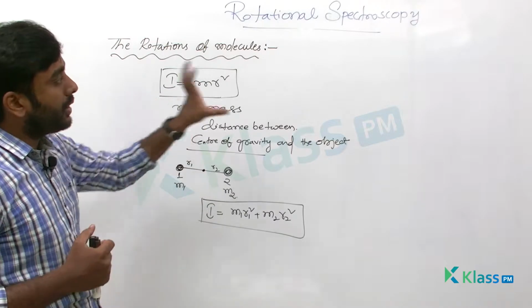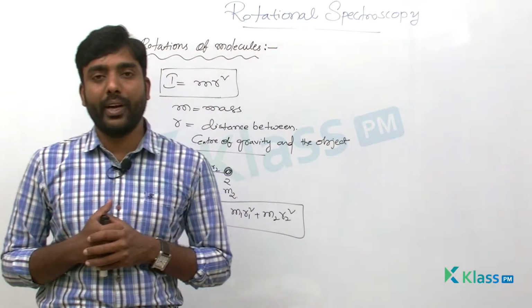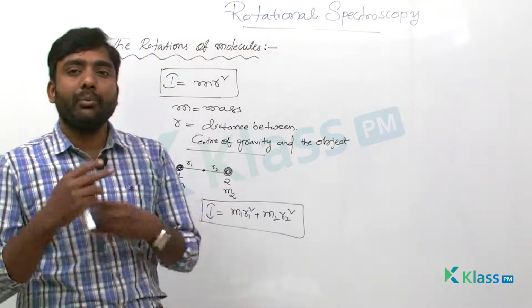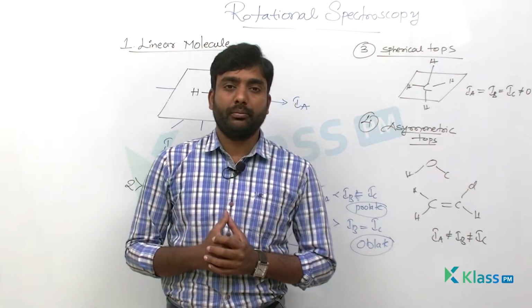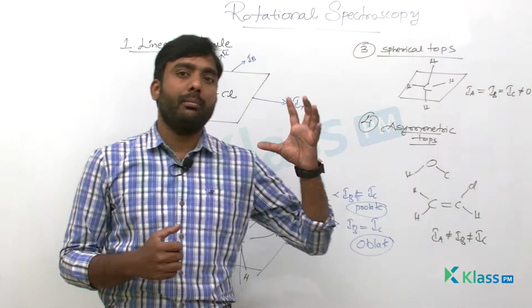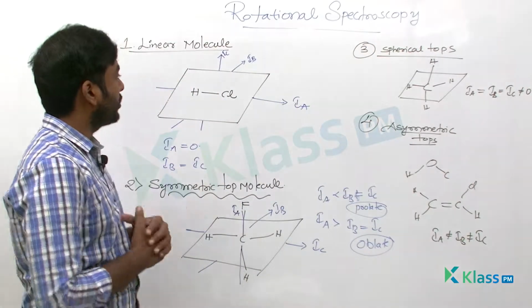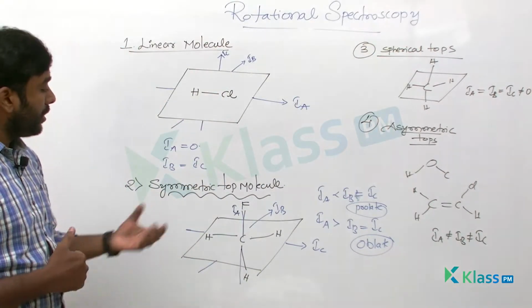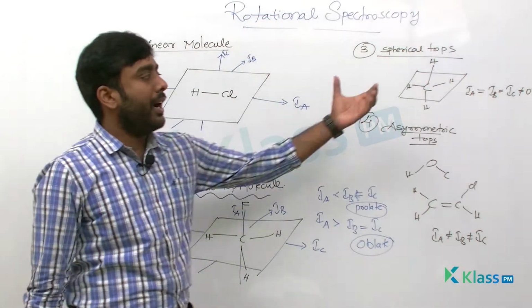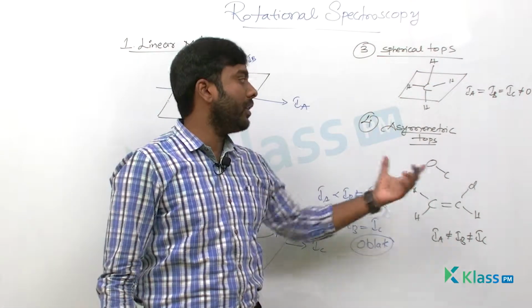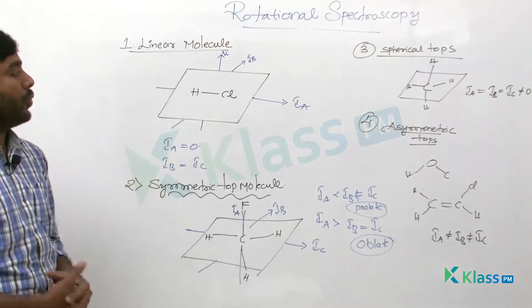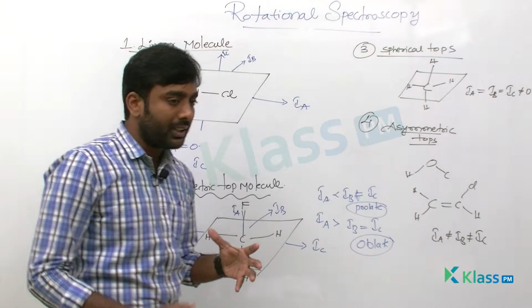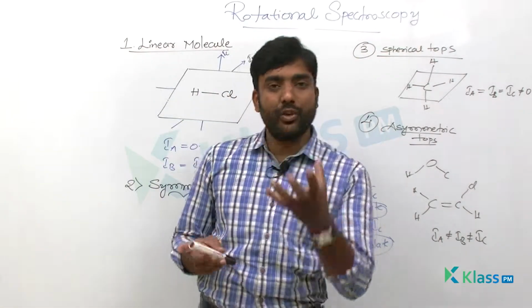Now we will see what types of molecules we have based on different types of rotations. Based on the type of rotation, we have classified molecules into four different types. They are linear molecules, symmetric top molecules, spherical tops and asymmetric tops. First we will go to the linear molecule. What are linear molecules? For that, a 3-dimensional picture and some imagination is required.